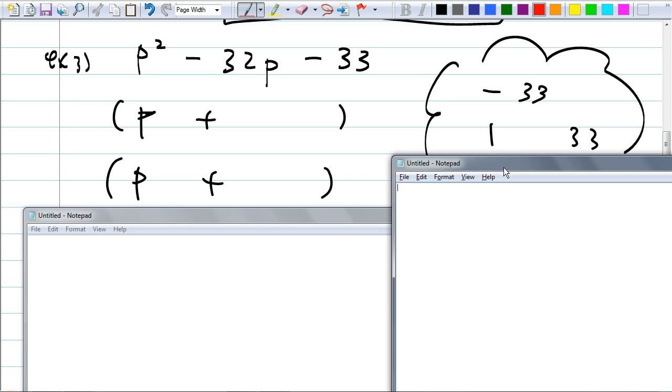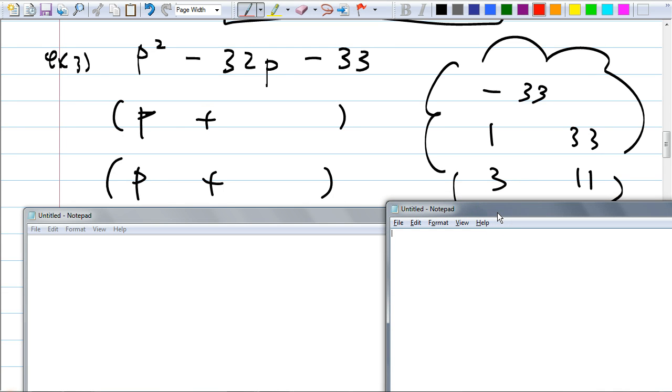If you don't feel comfortable doing it, just write the whole thing out. But at this point, I know that one of them has to be negative. I don't want to write the same one again. I just have to keep in mind that one of them has to be negative. Okay, and also what else could I have? 3 and 11. Again, I'm not going to write 3 and negative 11, and then negative 3 and 11. Because in my head, I know one of them has to be negative. I just have to choose.